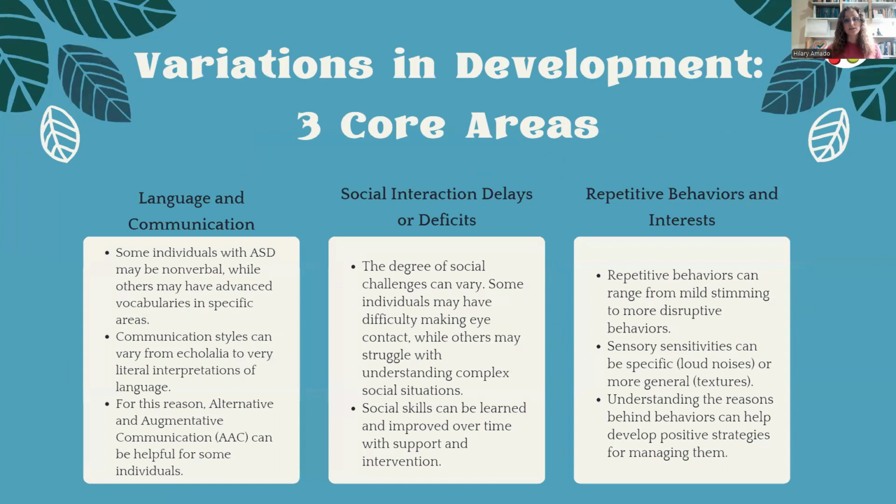There are variations in development, and you're going to find that autism is categorized in 3 core areas. In the area of language and development, some individuals with ASD may be nonverbal, while others may have advanced vocabularies in specific areas. Communication styles can vary from echolalia to very literal interpretations of language. For this reason, alternative and augmentative communication, or AAC devices, can be helpful for some individuals.